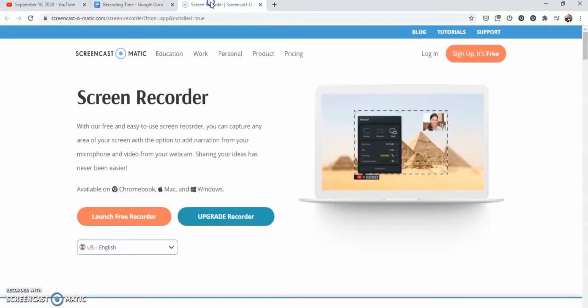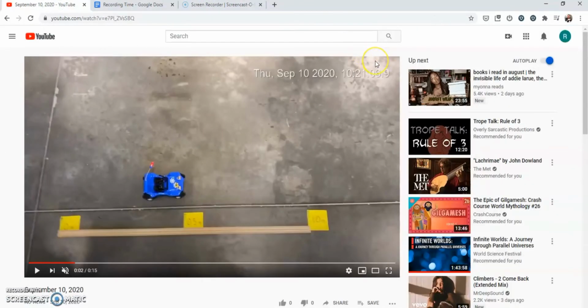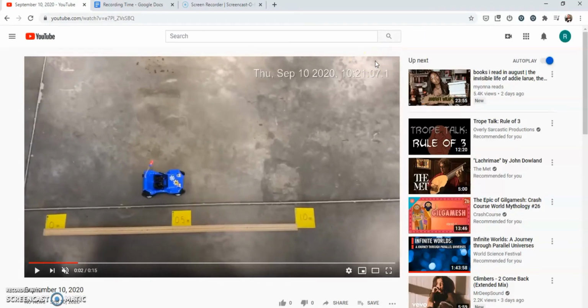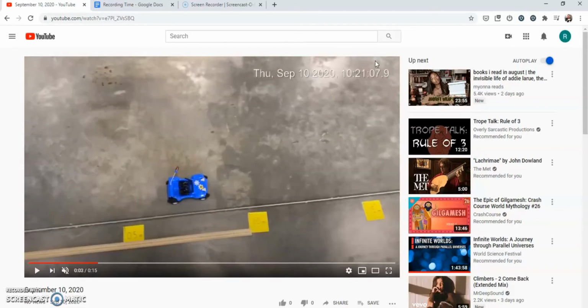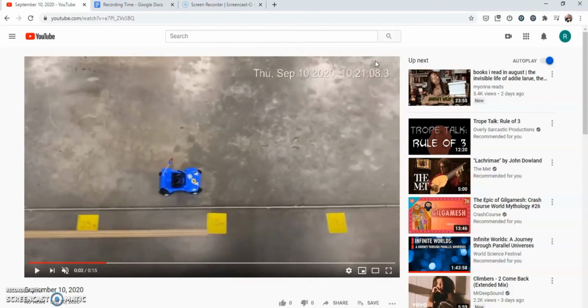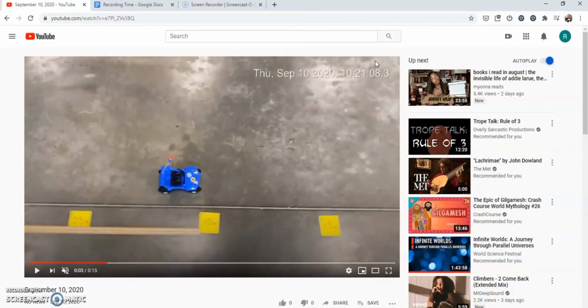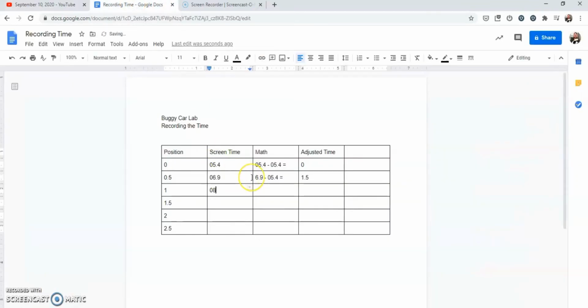Let's do this again for the next one. Now I want to record how long it takes to get to the 1 meter mark. Oh, you don't need to be in full screen. That's good to know. So I'm moving. I'd say probably about right there, and that is at 08.3. That's the time frame that we need.